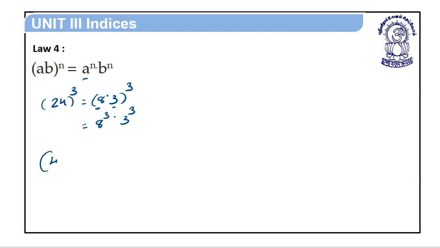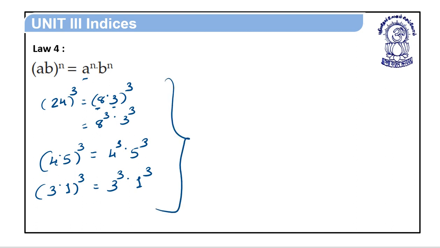Same way, (4 into 5) cube is equal to 4 cube into 5 cube. (3 into 1) cube, 3 cube into 1 cube. These all are the examples of law 4.